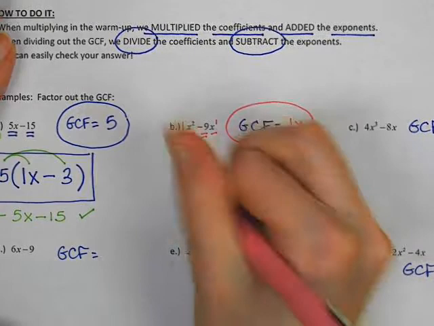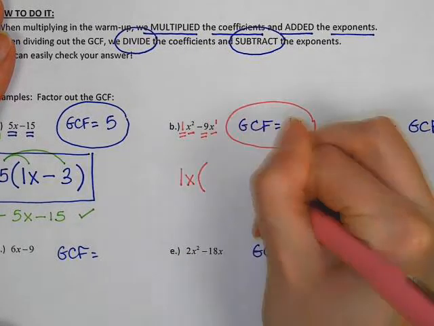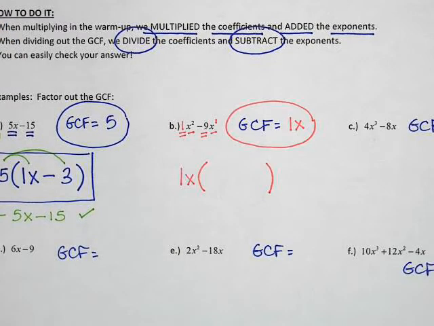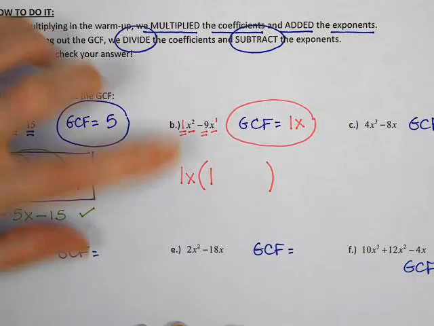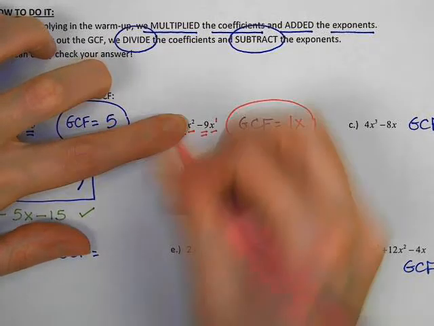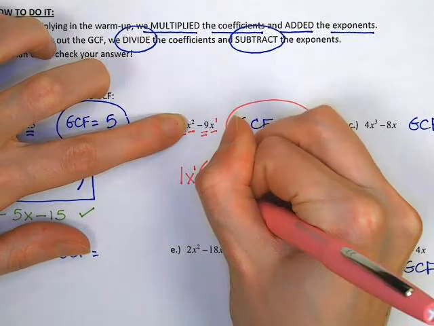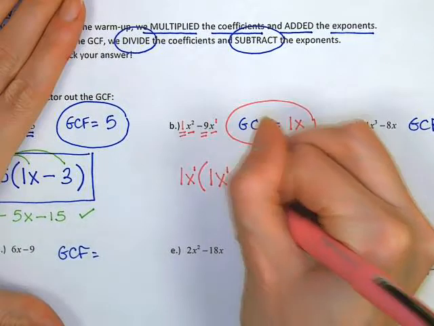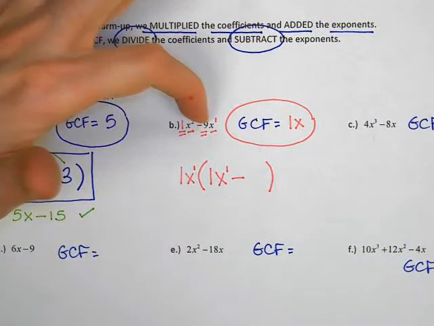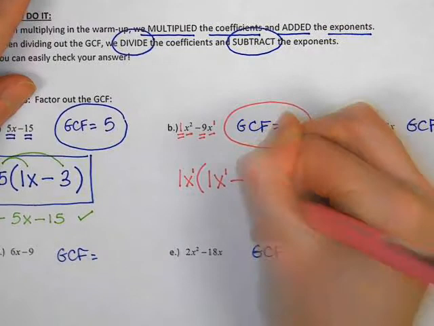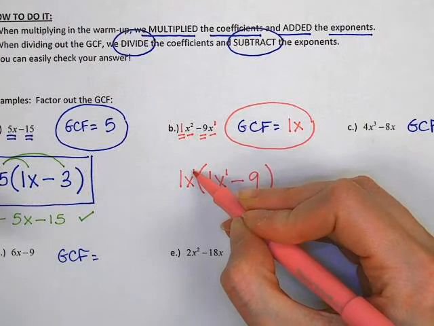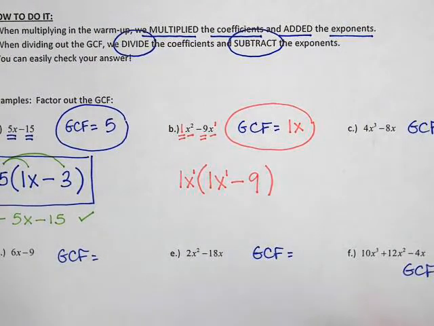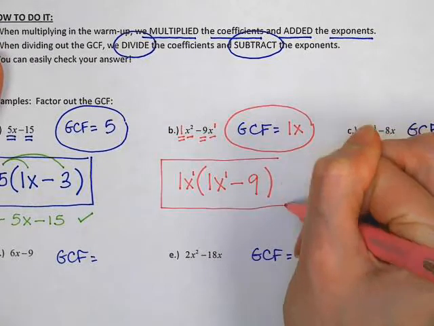All right, so let's write down the GCF and a big parenthesis, and let's divide it out and see what's left inside. Okay, so we divide. 1 divided by 1 is 1, and the exponents you subtract. 2 minus 1 is 1. Okay, then there's a minus sign. 9 divided by 1 is 9. And when you subtract, 1 minus 1 is 0, so that means there's no x's left. This is your answer.